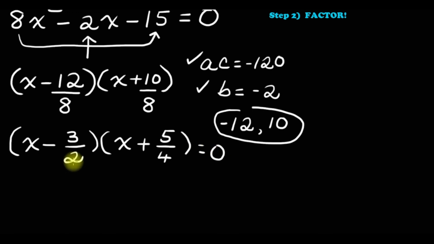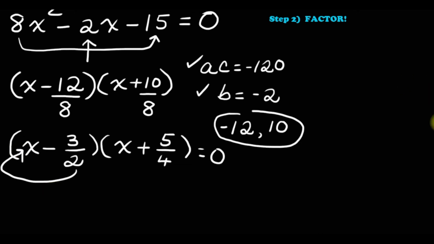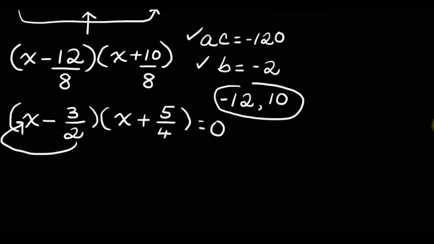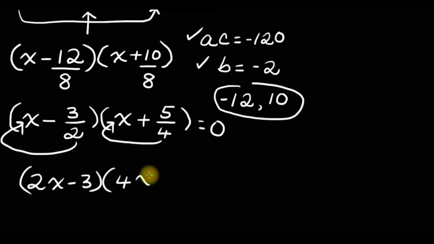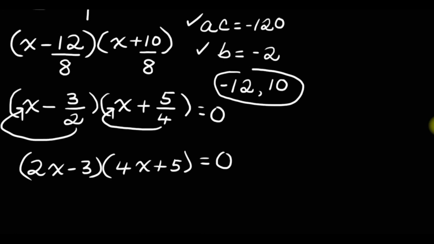All right, so it looks like here 2 cannot go into 3, so the 2 is going to come to the front of x. So we have 2x minus 3. That's one of the factors, right? 2x minus 3. All right, what's the other factor? Well, the other factor is going to be 4x plus 5. All right, so those are your two factors. So step 2, what we did is we factored.